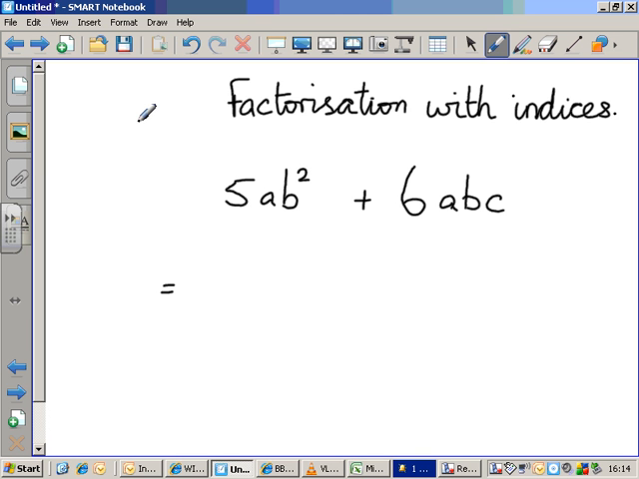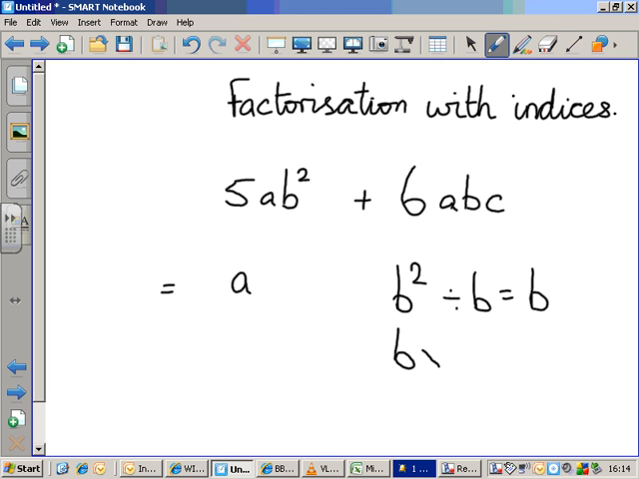No, there's not, apart from 1. Is there a common factor of a and a? Yes, there is. You can divide a and a by a, can't you? Now then, we've got b squared and b. Here's where our indices come in. Obviously, I can divide b by b. Can I divide b squared by b? Well, if you watch my video, you'll know that you can, because b squared divided by b will be b to the power of 1, or just b.